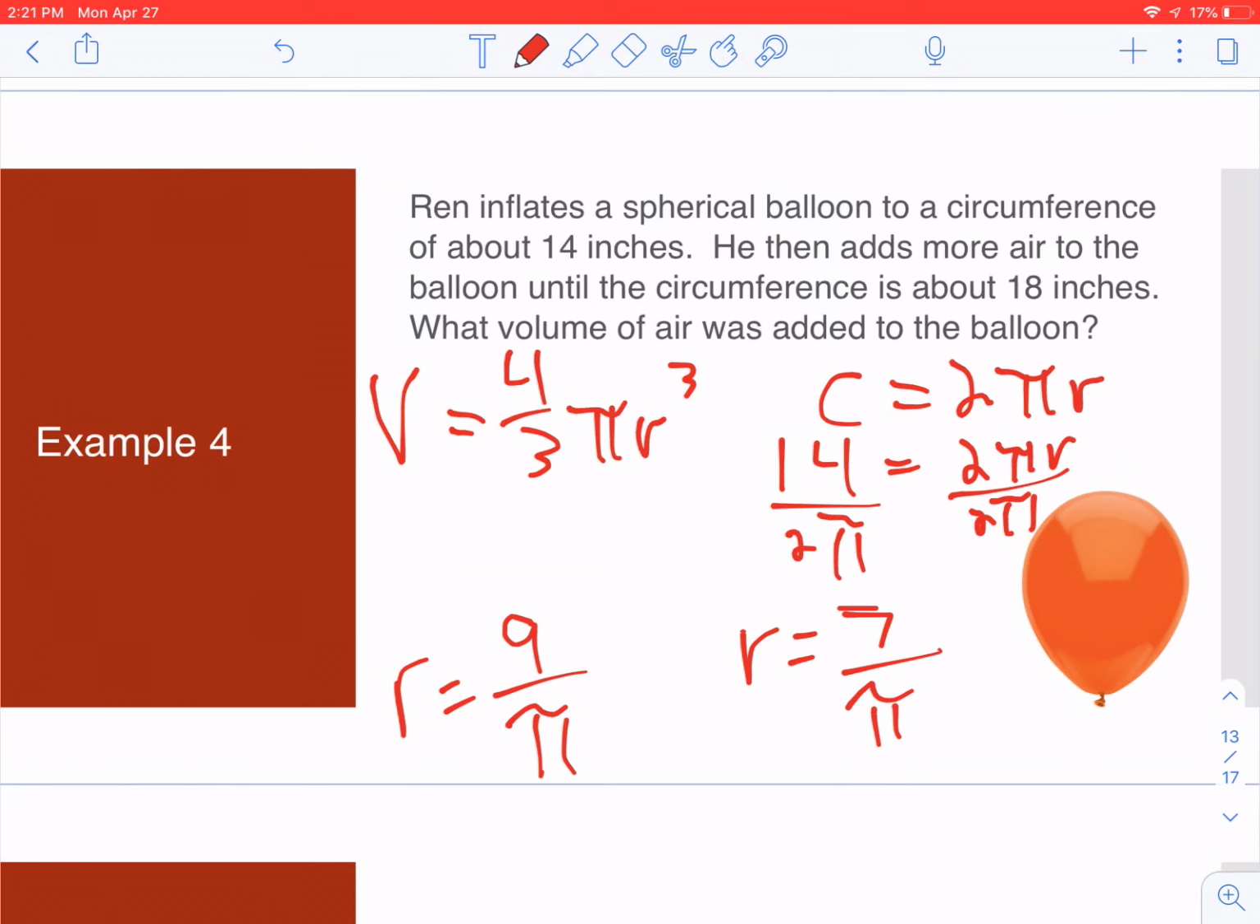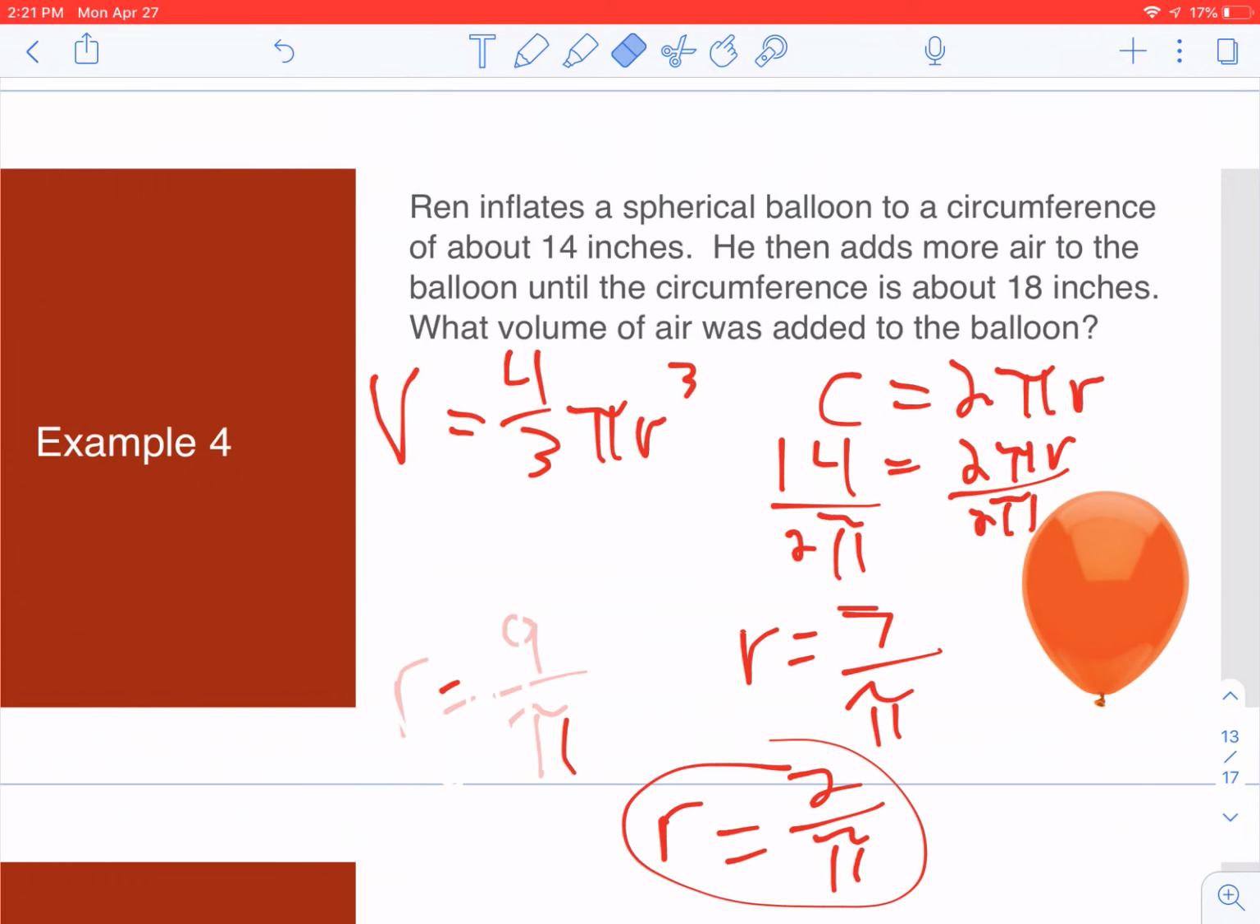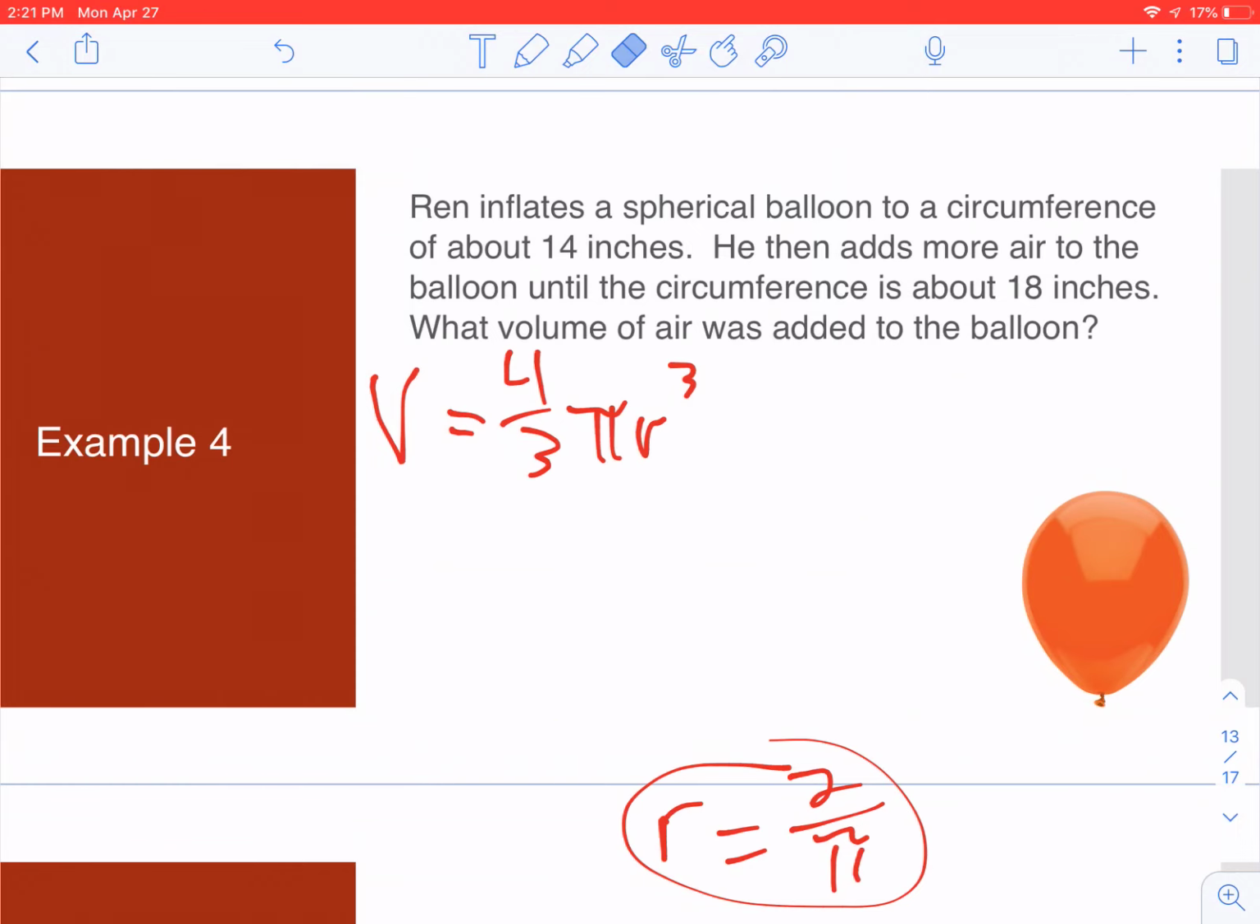Okay, what volume of air was added to the balloon? I'm going to subtract 9 over pi minus 2 over pi. So the radius of the volume of air is going to be 2 over pi. Okay, I'm going to erase this stuff here. You can always rewind and look at it. Okay, now I'm going to plug in.